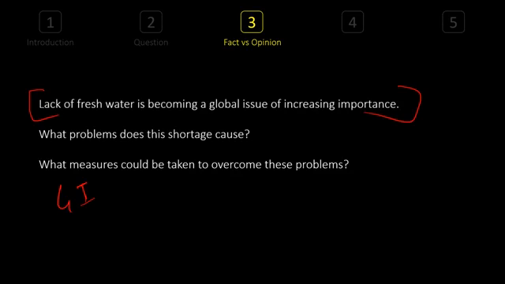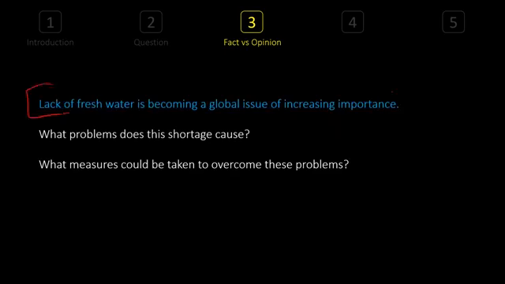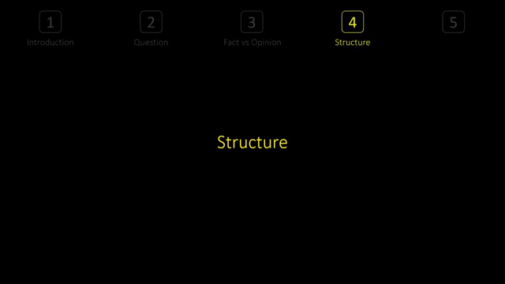What problems does this shortage cause? What measures could be taken to overcome these problems? Here, there's nothing like an opinion. We have a fact, and they're asking you to solve this fact, or let's say solve this problem, by using these questions. Clear? Understand this part: in a question, there could be fact plus opinion, or just fact. Okay, good. Now this part being a fact, other parts were also just fact.